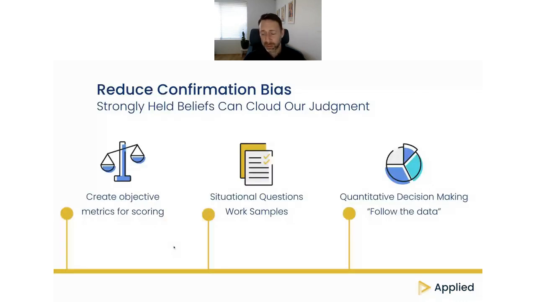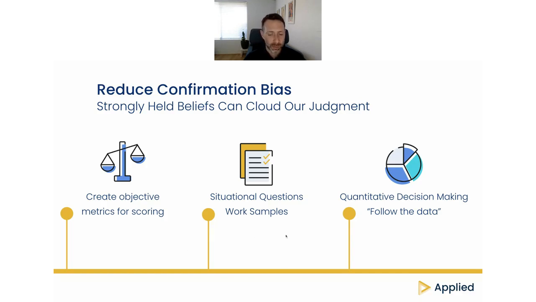So this is something that can crop up in recruitment, and there are ways to reduce this type of bias, to reduce strongly held beliefs that can cloud our judgment. The first one is to create objective metrics for scoring. The idea being, if you have a marking rubric, it can draw you back to the things you're actually looking for, so that you're not influenced by your initial belief and you're forced to be objective about how you assess this candidate on that one skill or variable that you're looking at.